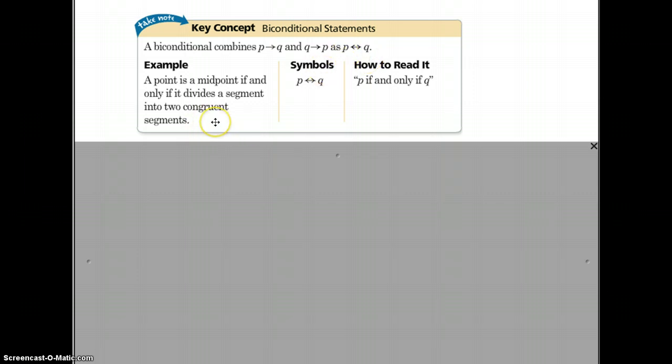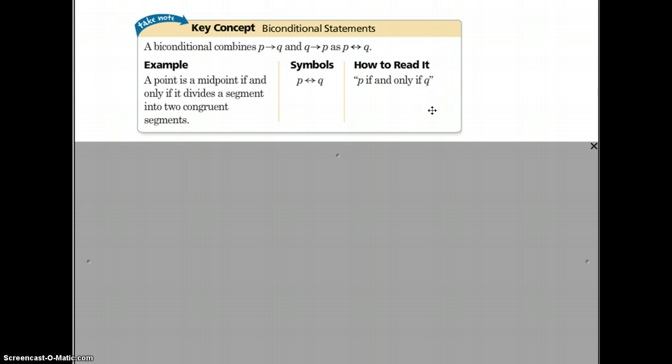An example of this is: a midpoint if and only if it divides a segment into two congruent segments. Notice it has that if and only if. That's what makes a biconditional statement. It does not use the words if and then, it uses if and only if in the middle. Again, our symbol is a double arrow to let us know it goes forwards and backwards, and we read it as P if and only if Q.